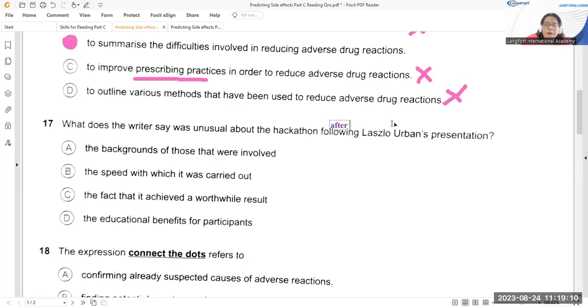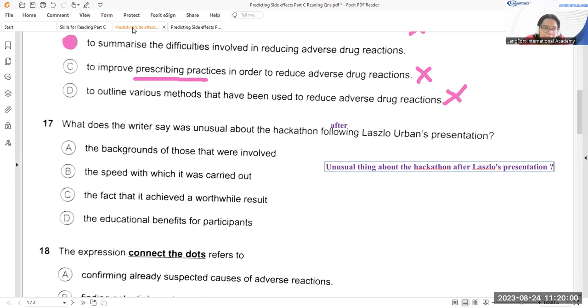Following means after. So what do we need to figure out? Look at the question. The unusual thing. Yes, unusual thing. All of you correct. Unusual thing about the hackathon, about the event. Hackathon is the event, the hackathon that happened after Laszlo's presentation. So Laszlo gave a presentation. After his presentation, what was unusual about the hackathon? If the hackathon is the event, what was unusual? The unusual thing is something strange, something that's not common, something that's not usual.